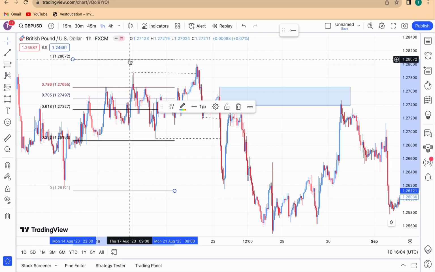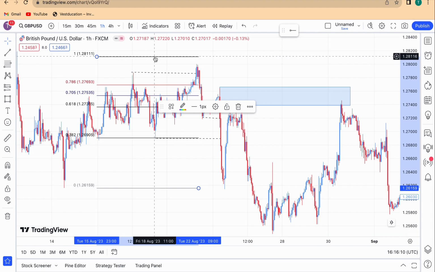You either hear it as a premium or discount zone, but I like it simple: deep zone and shallow zone. My deep zone are the 78.6, 70.5, and 61.8, but my shallow zone are the 38.2 and 23.6. I really trade off those zones because what the big players want is to either buy from low prices or sell from high prices. They want to try to buy at very low points or sell at very high points. So I go into the deep zone. That's where I'm looking to take my trade from.